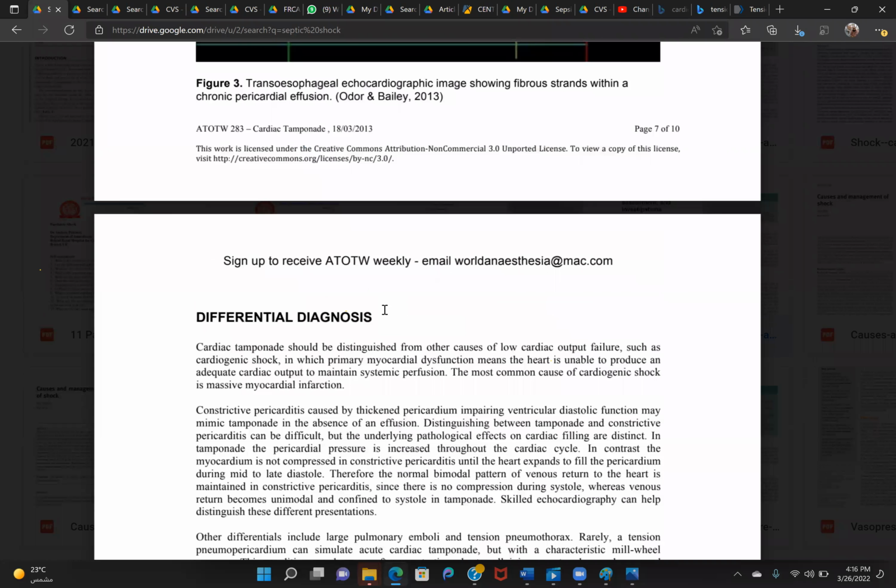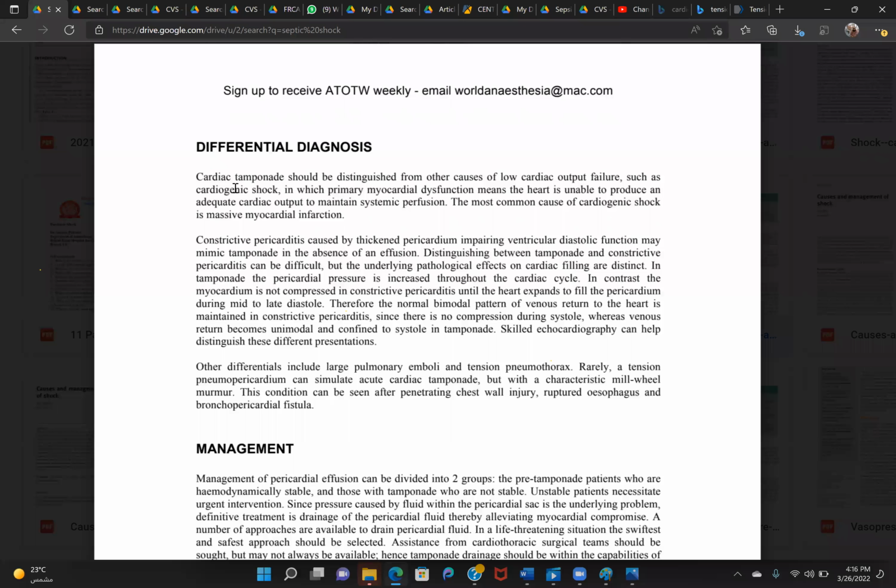Okay. Differential diagnosis will be low cardiac output states as in cardiogenic. Okay, so now the thing is how will you differentiate between cardiogenic shock and obstructive shock, this cardiac tamponade? Anyone?